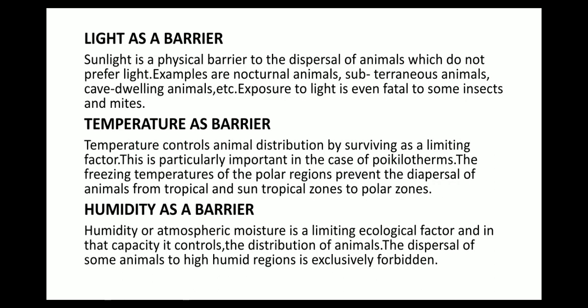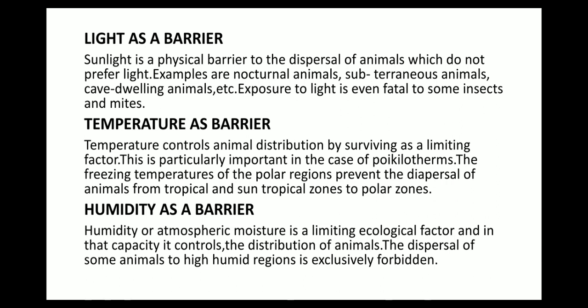First one, light as a barrier. Sunlight is a physical barrier to the dispersal of animals which do not prefer light. Examples are nocturnal animals, subterranean animals, cave-dwelling animals, etc. Exposure to light is even fatal to some insects such as springtails and mites. Next, temperature as a barrier. Temperature controls the animal distribution by serving as a limiting factor. This is particularly important in the case of poikilotherms. The freezing temperature of the polar regions prevents the dispersal of the animals from tropical and subtropical zones to polar zones.